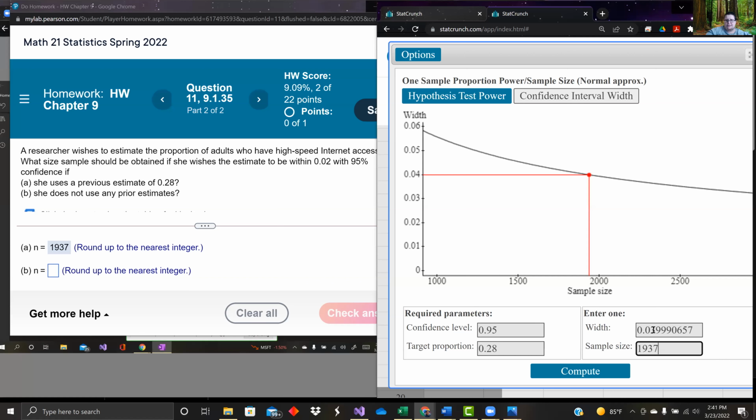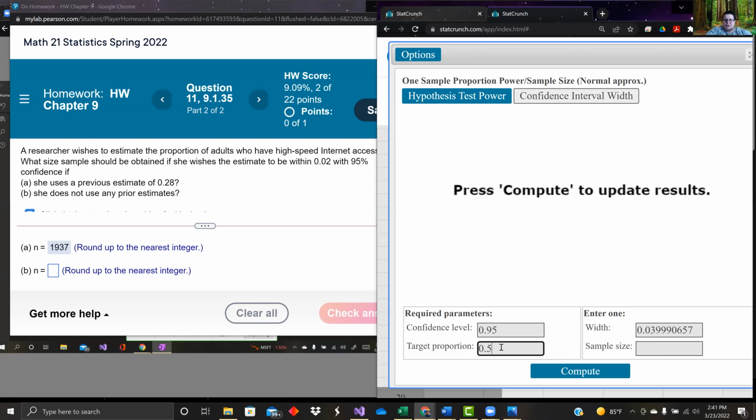Part B, I need to reset my width back to 0.00 or actually, let's see if it changes. I'm going to do it with the width at where it is and at 0.0. We need 0.5 as our target proportion because we don't have a prior estimate.